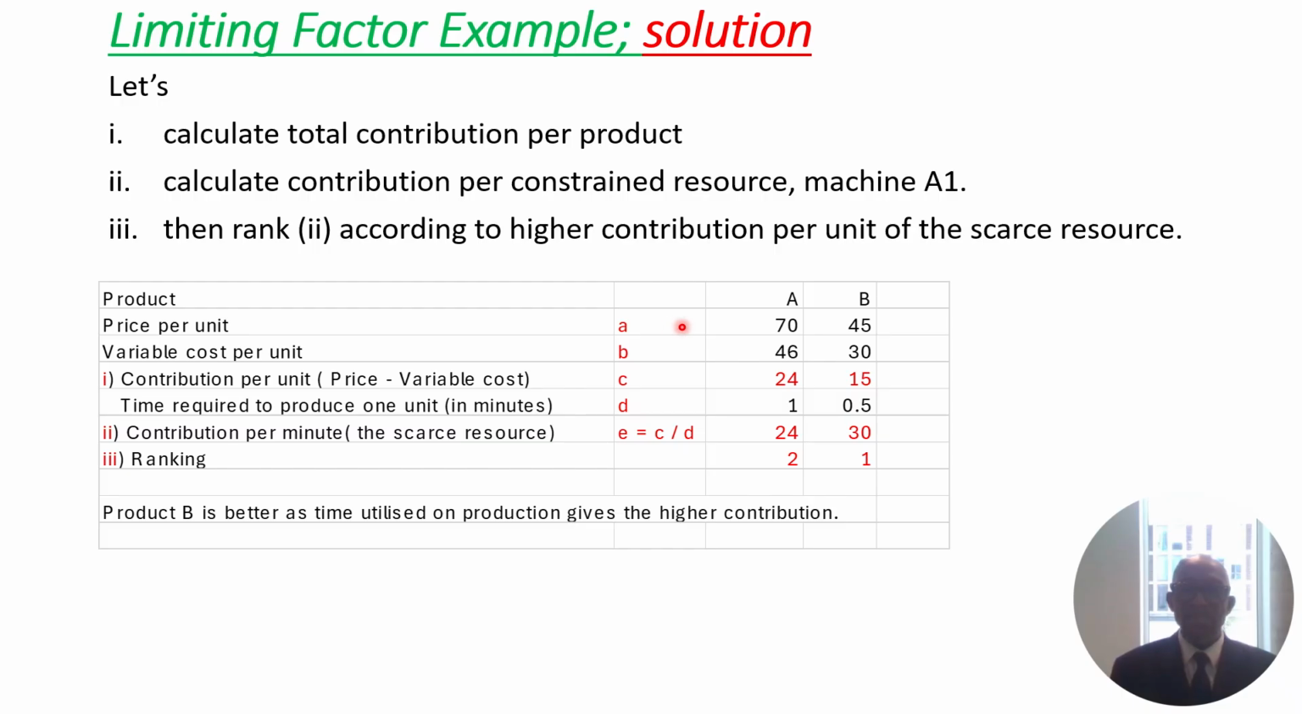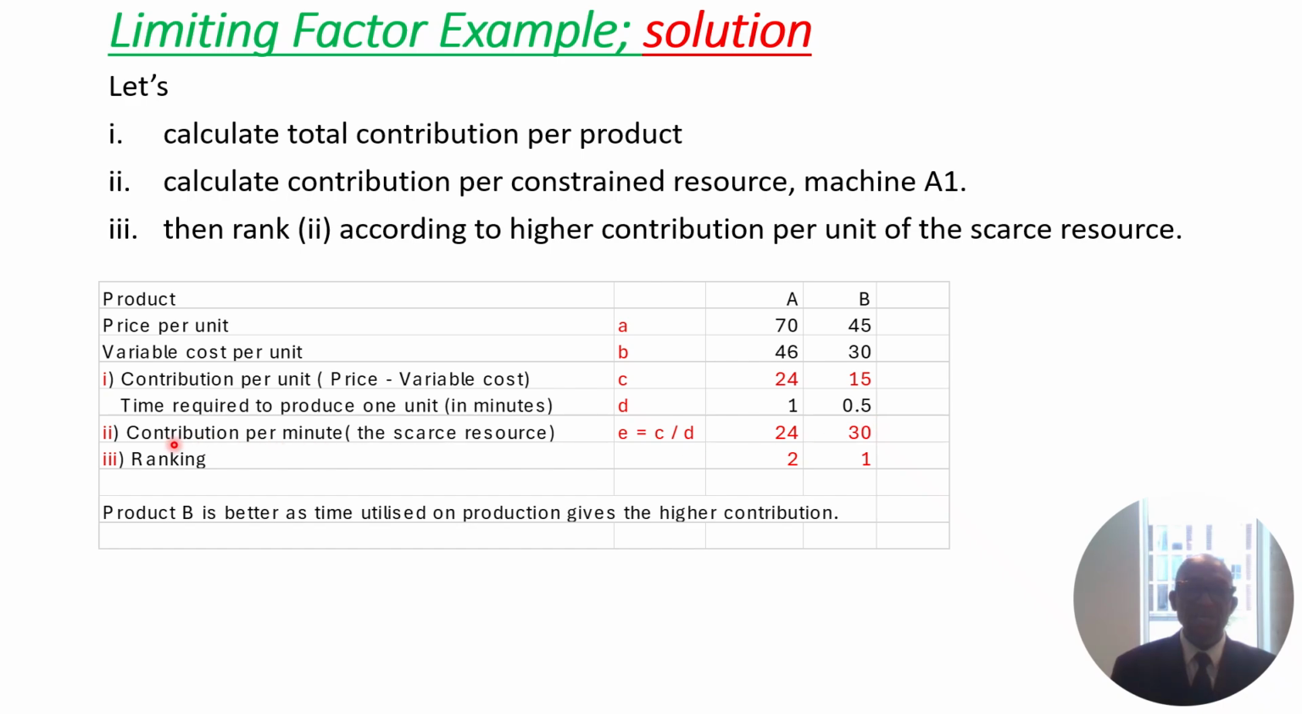We have noted the item price as A, variable cost as B, contribution as C, time required as D, and the contribution per limiting factor as E. So to get C, the contribution per unit, it's price minus variable cost, which for product A is 70 minus 46, that's 24. For B, 45 minus 30 gives us 15. We've been given the time required to produce one unit, D: for A it is 1, for B it is 0.5.